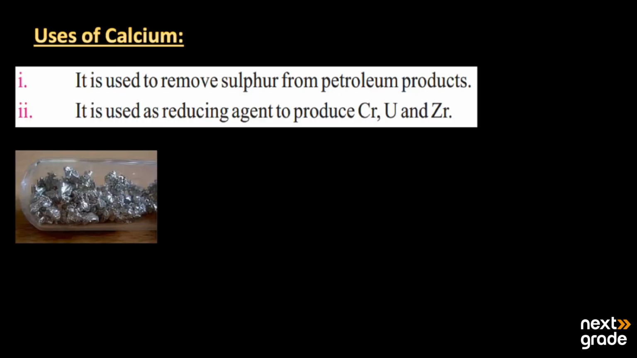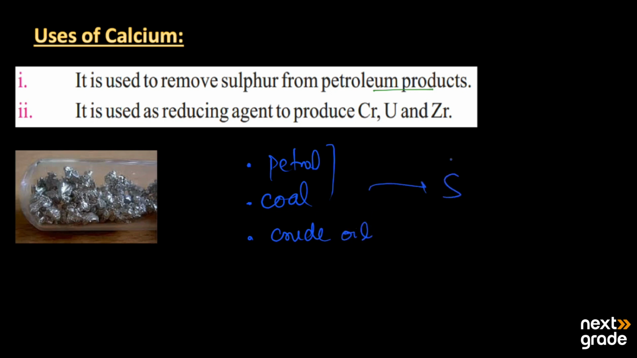Then we have the uses of calcium. Basically, calcium is used to remove sulfur from petrochemical or petroleum products. We have a lot of petroleum products, like petrol, coal, the refining process, or crude oil. So all these are petroleum products. Now, if they have sulfur, how can we remove that sulfur?